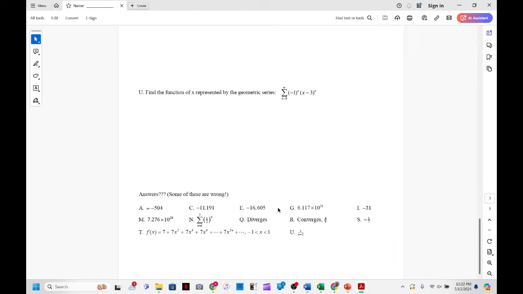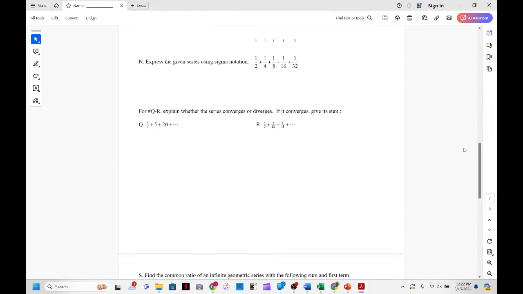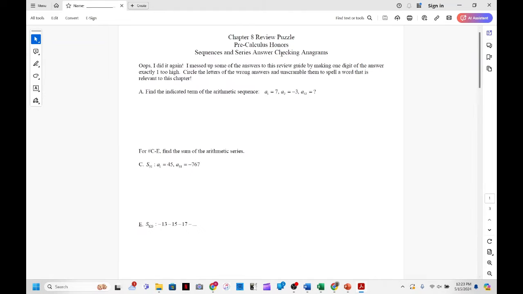The trouble is, some of these answers are wrong. I think they are, let's look at the directions. Exactly one digit of the answer is exactly one too high. So if there's like a 2 in there that should have been a 3, that's the issue going on. So the idea here is solve these problems and circle or write down the letters of the wrong answers, because all of these have letters instead of numbers for the problem identification label, and then unscramble those letters at the end to spell a word somewhat relevant to the idea of sequences and series.